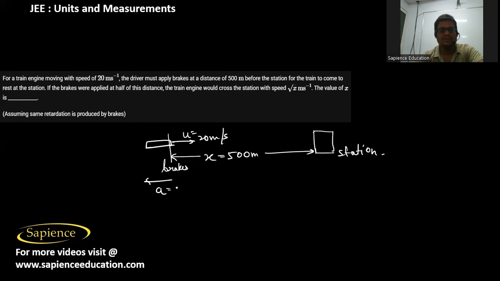So acceleration is some minus value. Here it is told finally it will come to rest, v equal to 0. Then it is told if the brakes were applied at half of this distance, the train engine would cross the station with a speed of root x meter per second. Then the value of x is.